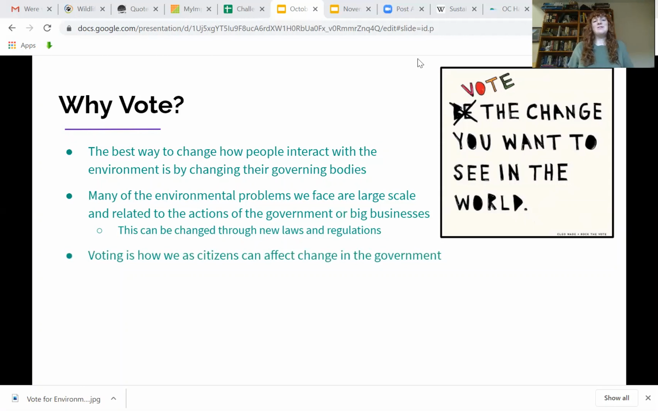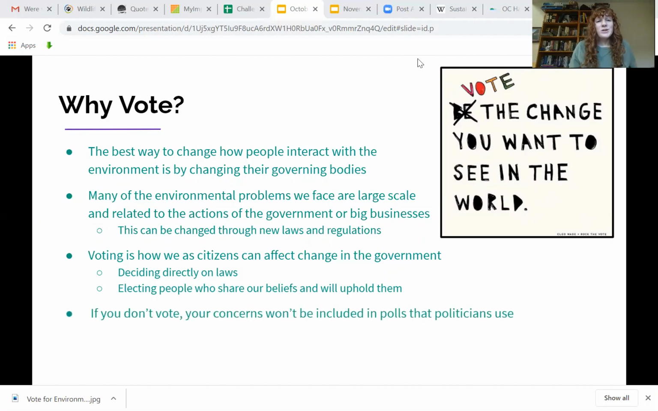Also, voting is how we as citizens can change the government. It is our responsibility and ability as citizens to vote and have our voice heard in government. We can do this by deciding directly on laws on the ballot or by electing people who share our beliefs and will uphold our values in government.